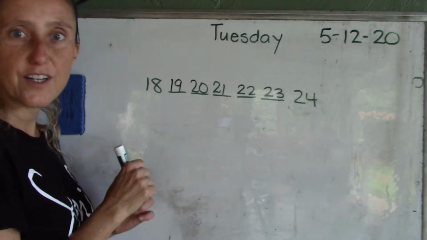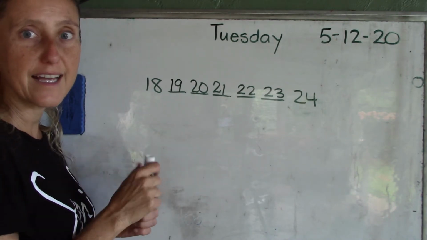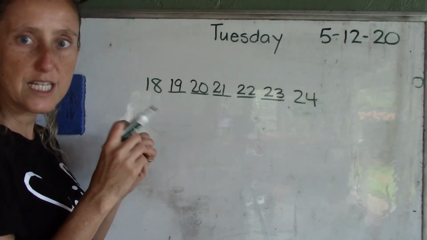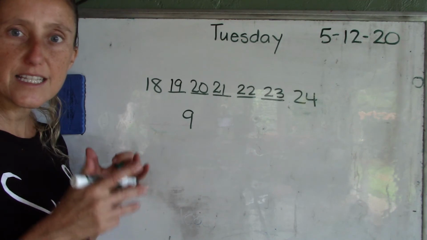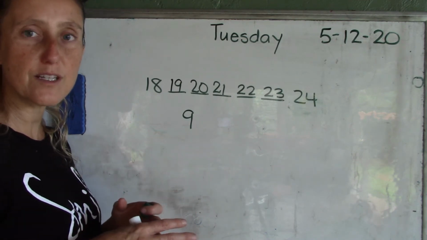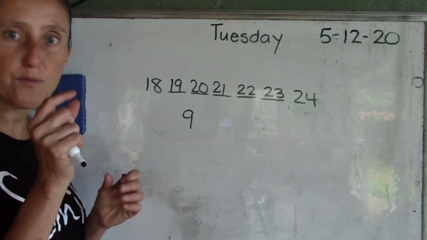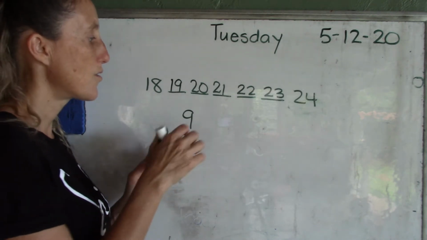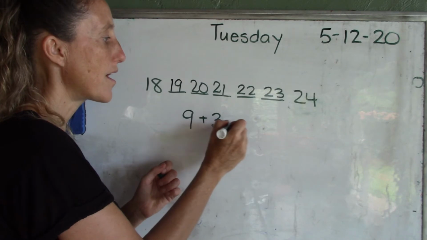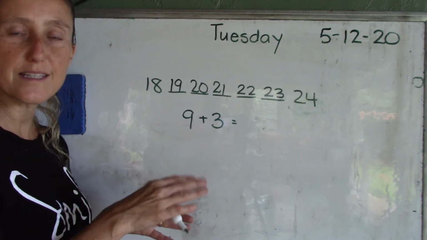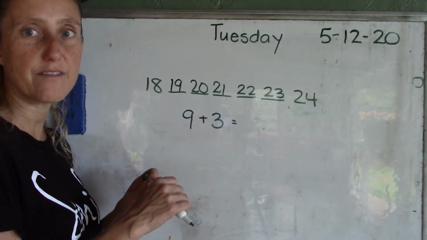All right, also for kindergarten, let's say that you have 9 Legos. You've put together 9 Legos, and then it doesn't look quite right. You need to add something to it, so you realize you need to add 3 of those little pieces. So you add plus 3 more. How many total pieces does your creation have?